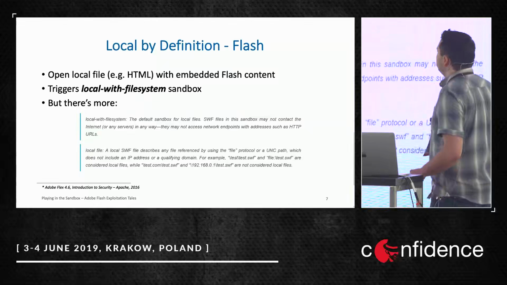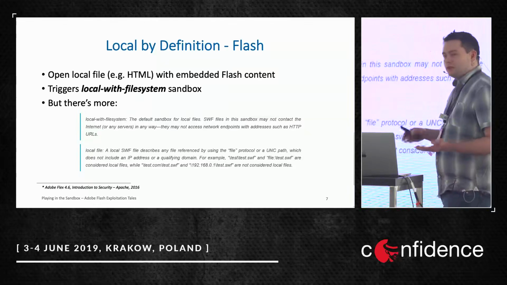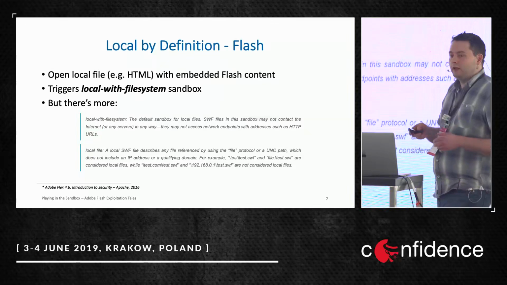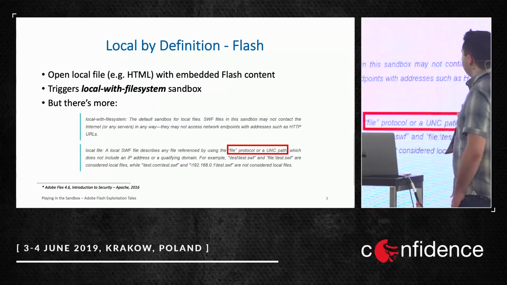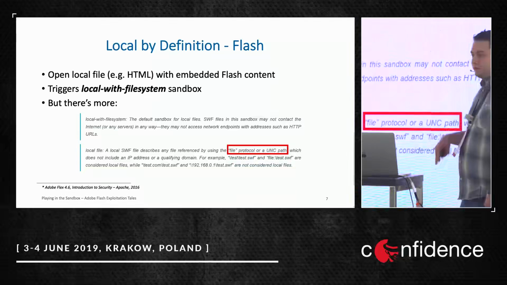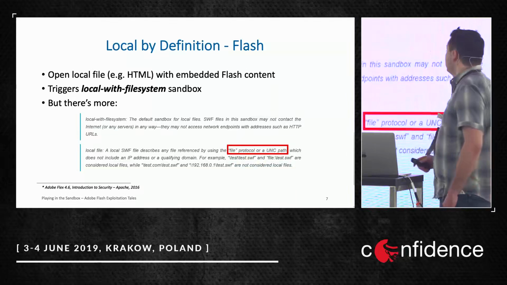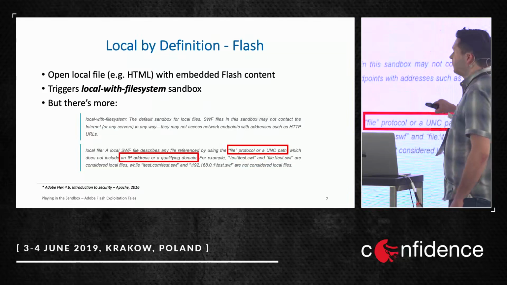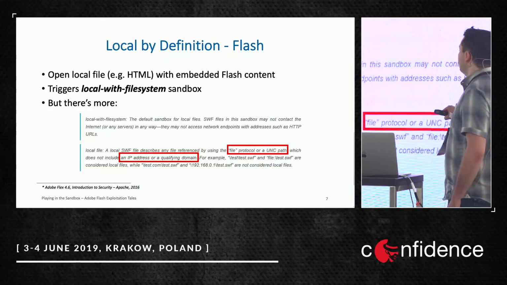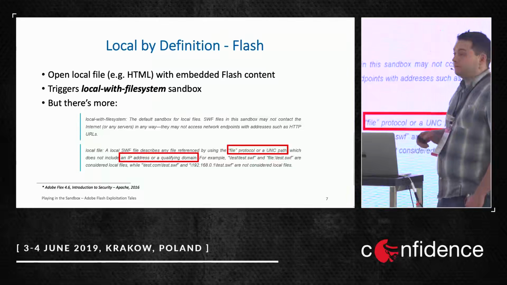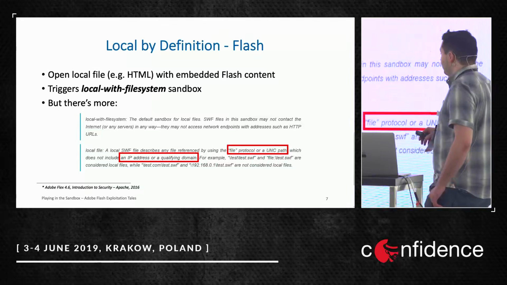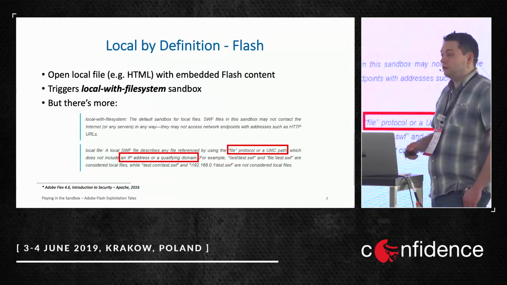So here it's already starting to be a bit tricky, a bit wordy, and a bit ambiguous in a way. Especially this file protocol and this UNC path. What are those actually? And how does the exclusion of an IP address or qualifying domain affect the former two protocols? So I'll come back to those questions later.